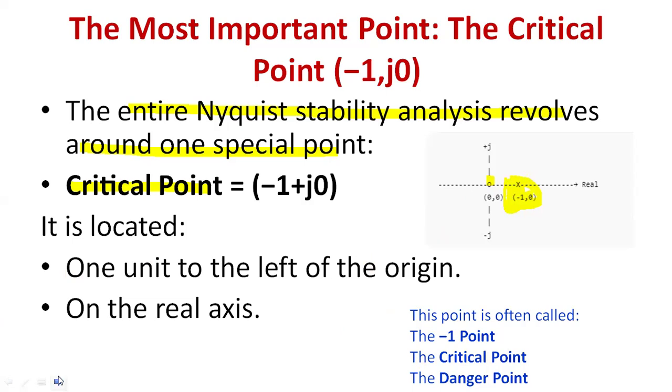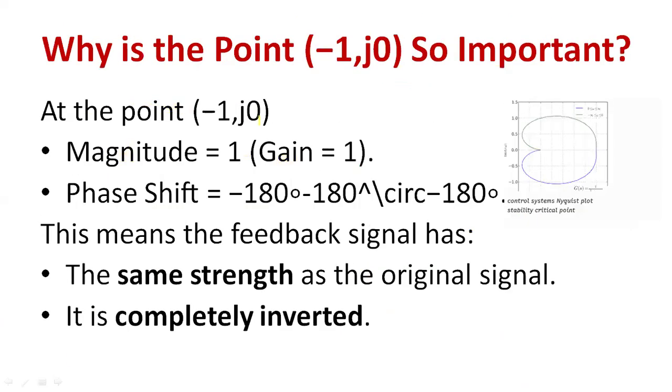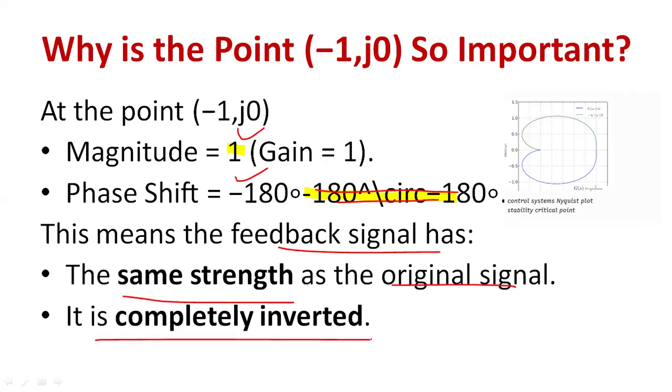How it provides the stability information, I will come to in the coming slide. Why is this point very important? Because the magnitude is 1 only, that means gain is equal to 1, and the phase shift is equal to minus 180 degree. Please ignore this, don't read this point. Let me delete it, so please read only this point. So magnitude is equal to 1 and phase is equal to minus 180 degree. That means the feedback signal has the same strength as the original signal, but it is completely inverted. That is the meaning you can obtain from the critical point, minus 1 plus 0j. Magnitude is absolutely 1 and phase shift is equal to minus 180 degree.